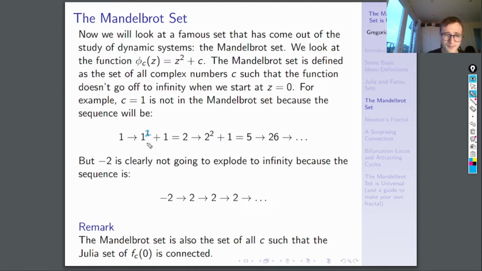But now let's look at if c equals minus 2. Now let's start with z equals 0. Then we get minus 2. Minus 2 squared minus 2 is 2. 2 squared minus 2 is 2. And so on and so forth. So minus 2 is in the Mandelbrot set because that will not diverge. Now we'll look at an animation on GeoGebra which depicts this even more nicely.